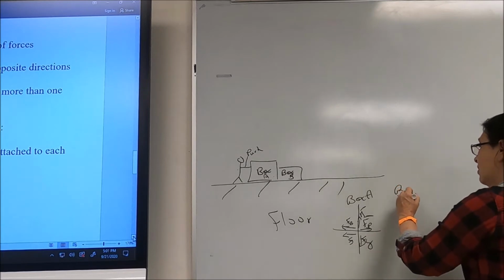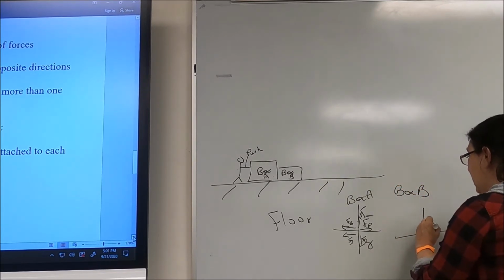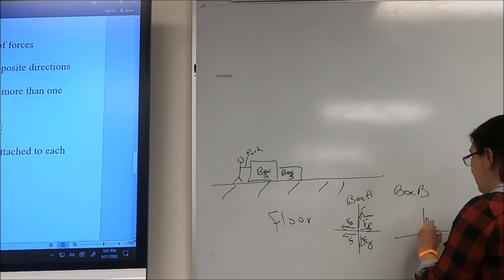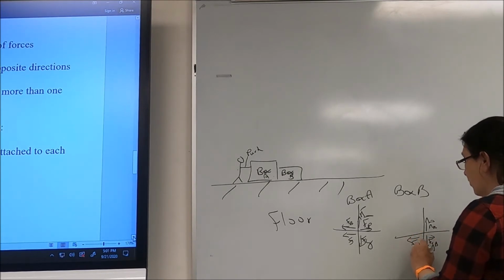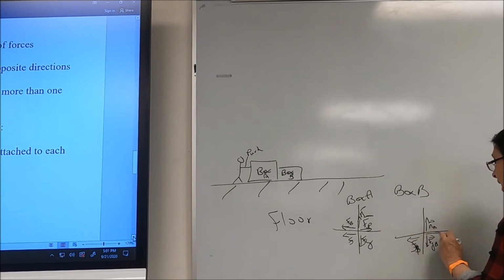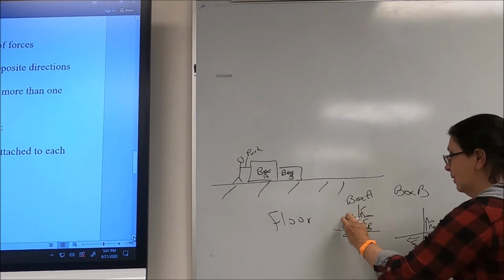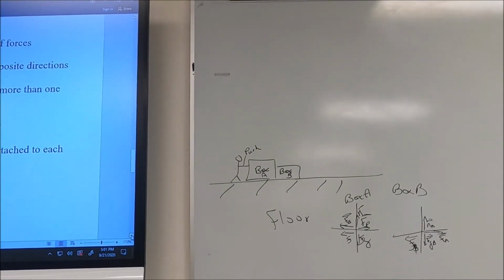If I look at box B, okay, it's got a normal force, I'll call it NB, force due to gravity B, okay? It's going to have a frictional force, FB, little b, and then it's going to have a force from box A. Okay? You make sure you can see all that. You can see all of it.